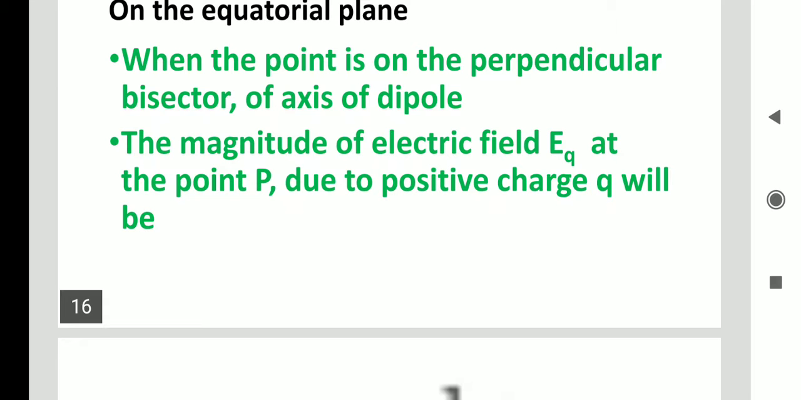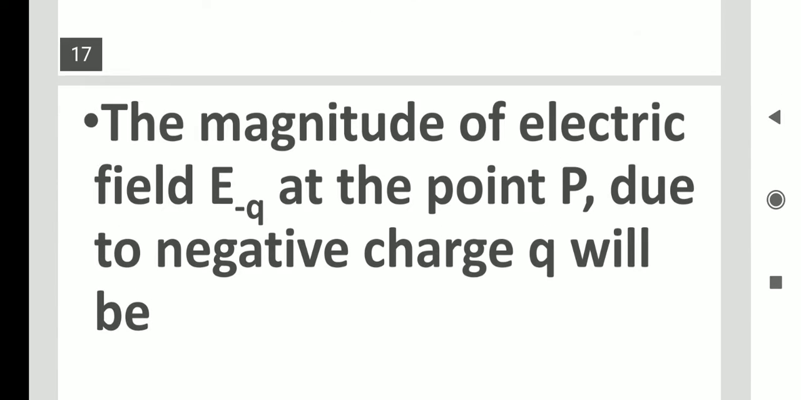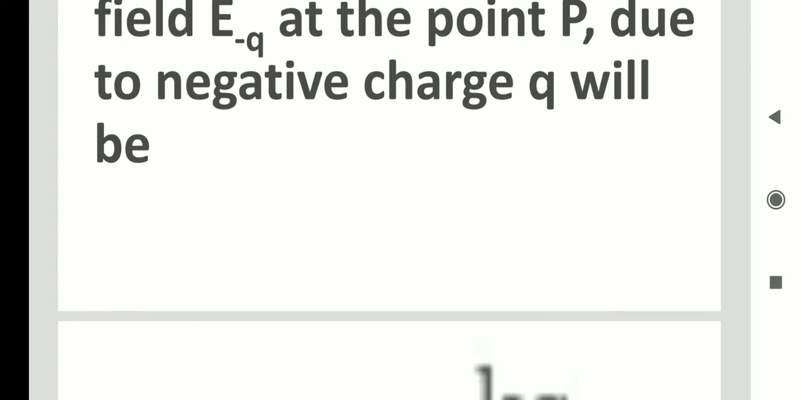So now, due to positive charge, the electric field E_plus Q equals kQ by r square plus a square. Similarly, due to negative charge, E_minus Q equals kQ by r square plus a square. Because of the equatorial characteristics, the value remains the same, only the direction is changing, but everything else remains the same. So kQ by r square plus a square.